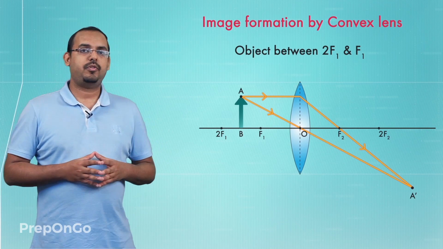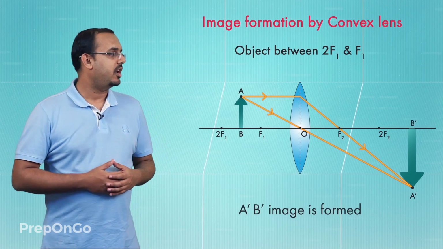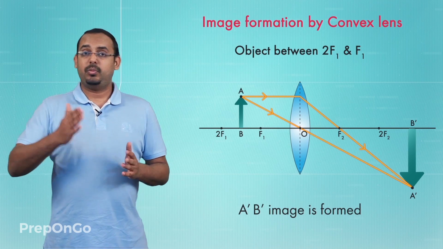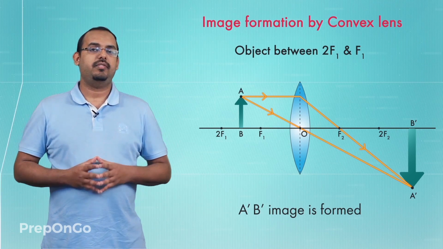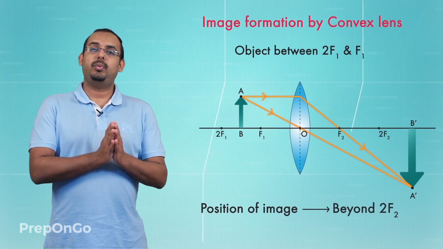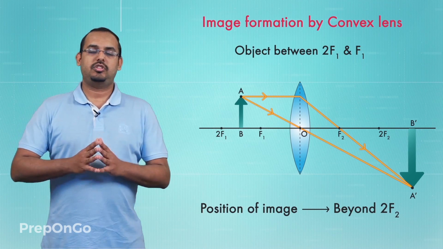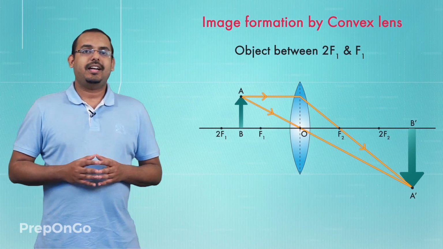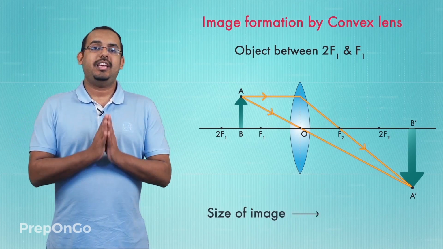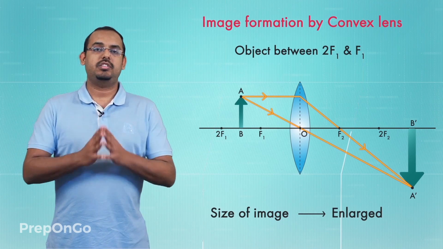So here if we do this for all the points on the object, we can see that an image A dash B dash of the object has been formed beyond the point 2f2, or between 2f2 and infinity, of the convex lens. The object that we had placed was at the position between f1 and 2f1 of this convex lens. So here we have the position of the image. Now we can see that a real and inverted image of the object is formed, and also that the image is enlarged in size when compared to the size of the original object.